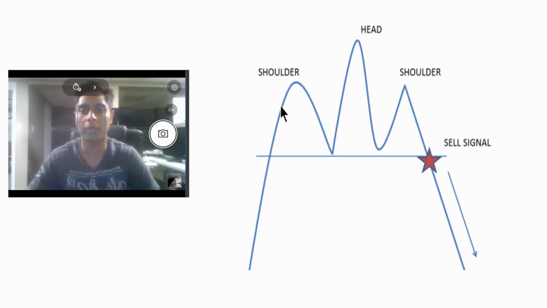So here we have a shoulder, the left shoulder. On this side we have a right shoulder, and then in the center we have this highest peak, we call it the head.